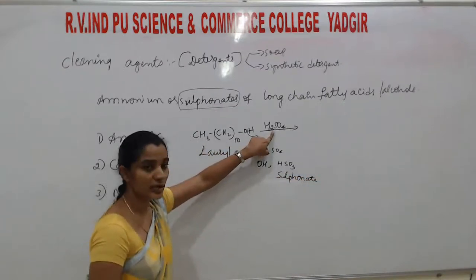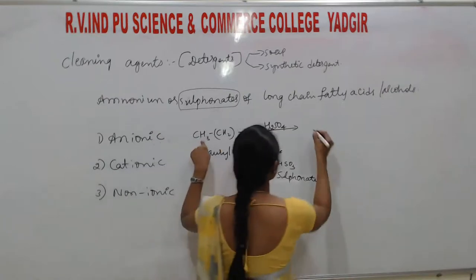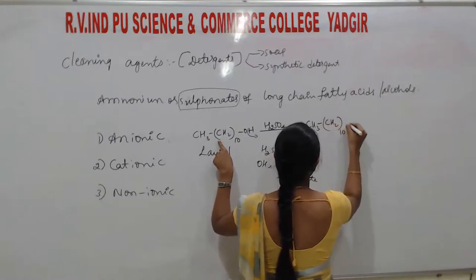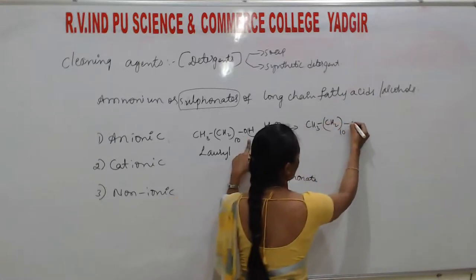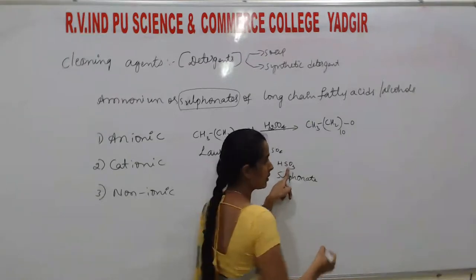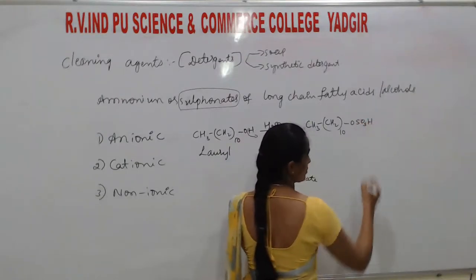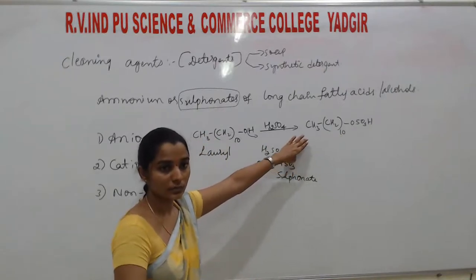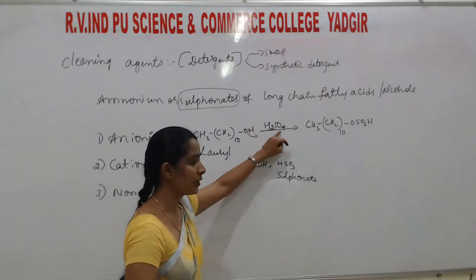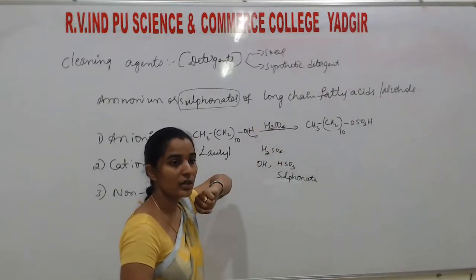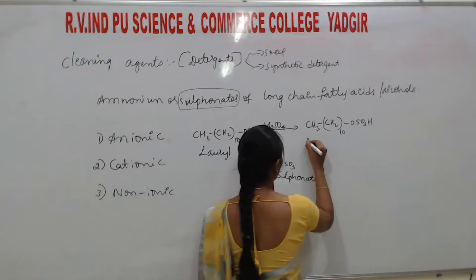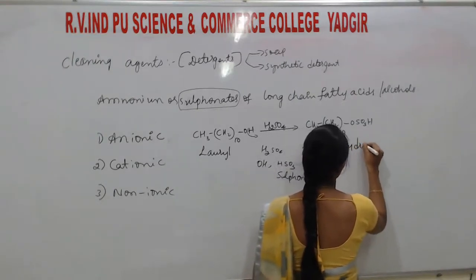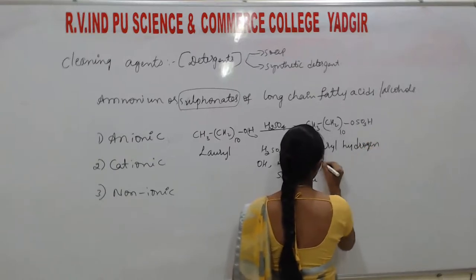Understand? H2SO4 is a dehydrating agent. Here, what happens? This is CH3, CH2 10 times. Here H is removed, meaning only O remains. Here it is SO3H, lauryl hydrogen sulfonate. Understood? What are the molecules that are removed from this? Because H2SO4 is a dehydrating agent. So this becomes lauryl hydrogen sulfonate.